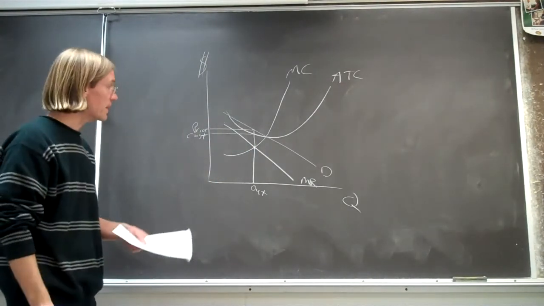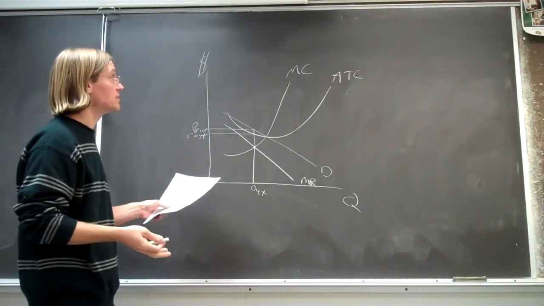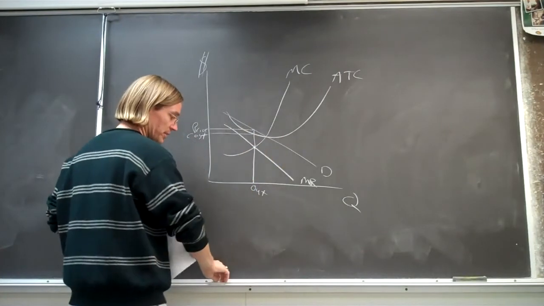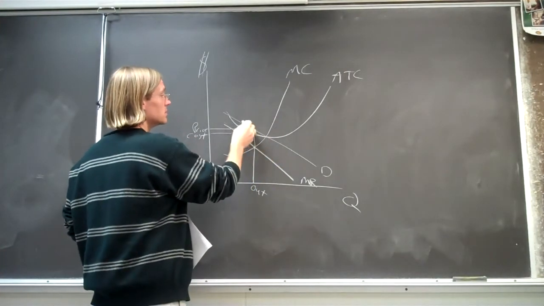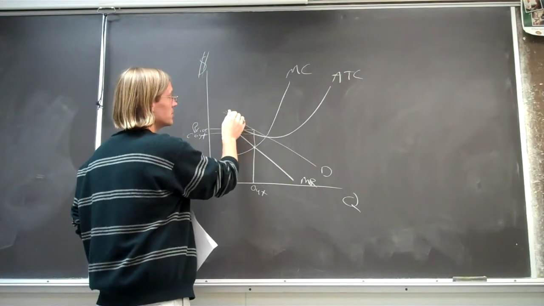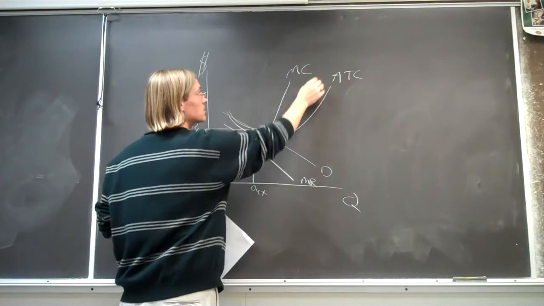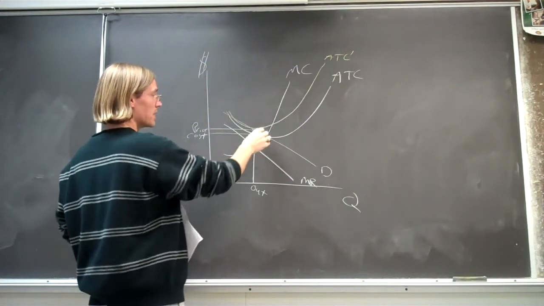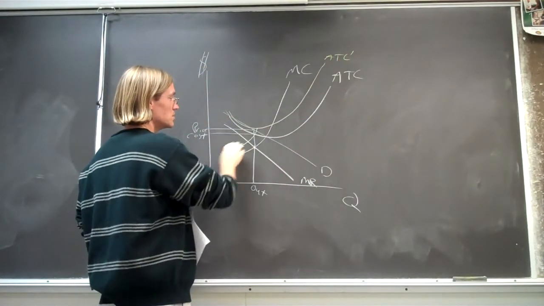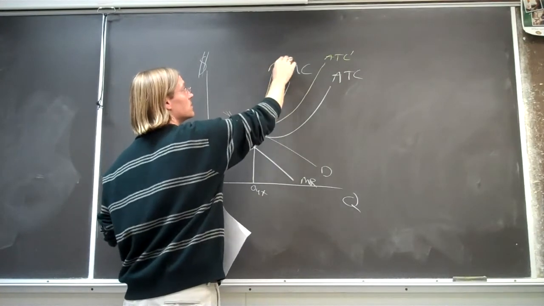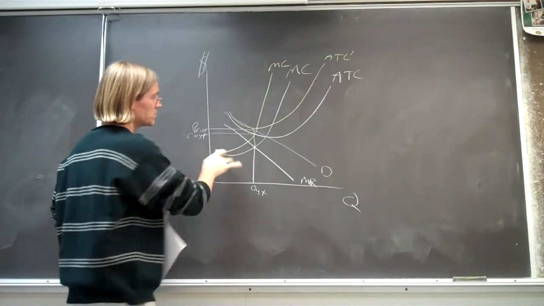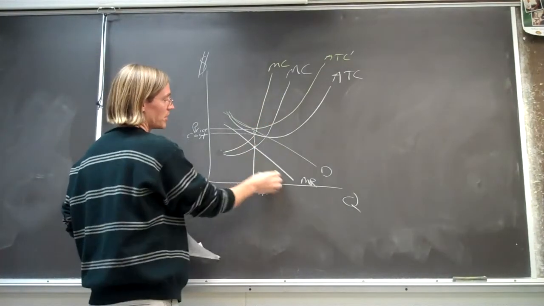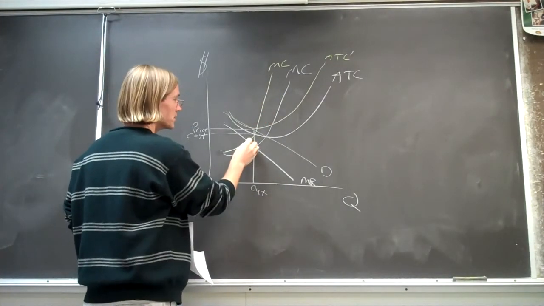And so what's going to happen now if their costs change? So if their costs increase, we would expect the ATC curve to increase. So ATC goes up, and now the MC increases. And so now the new intersection of marginal cost and marginal revenue is going to be here.